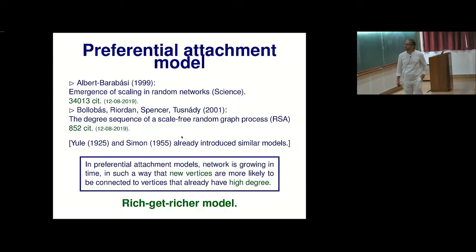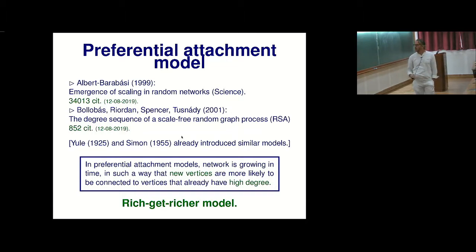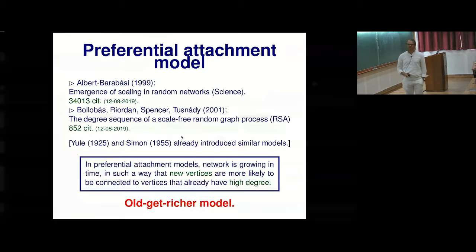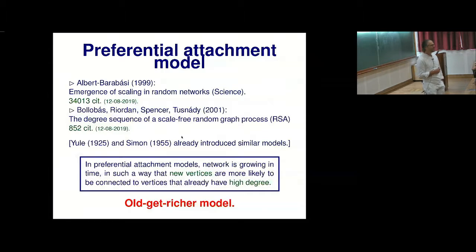This is quite interesting. So in preferential attachment models, the network is growing in time in such a way that new vertices are more likely to be connected to vertices that already have a high degree. That's why it's called preferential attachment. And this is sometimes called the rich get richer model. So people who are rich in terms of having many edges coming out of them, having a high degree, are more likely to get even higher degrees. But if you think about it, it's actually the old get richer model, because it's only the old vertices that actually will have many edges. In fact, the degrees of the old vertices will grow like a power of n. But if you look at a typical vertex, it will have a bounded degree. So the model is sparse.